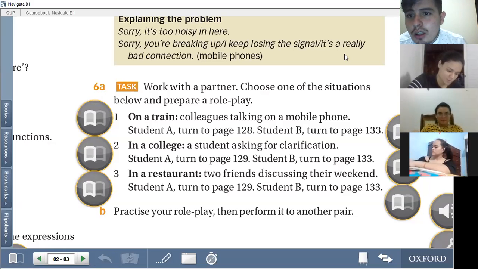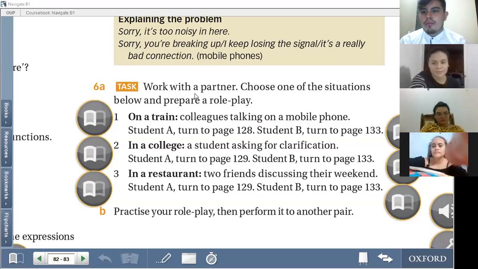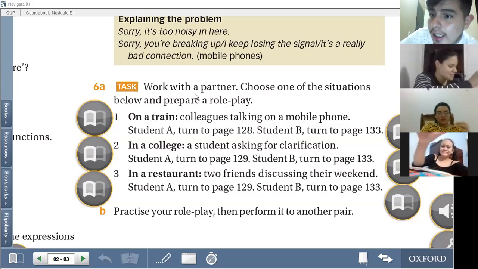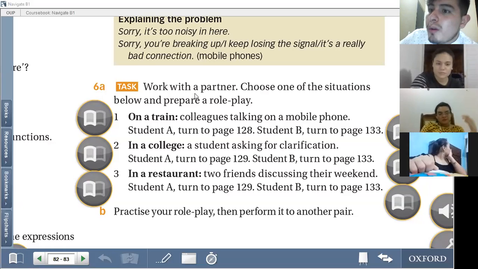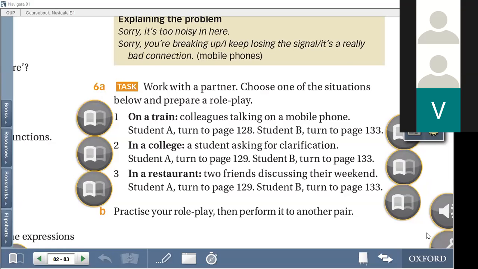Okay, good. So I'm going to start using the breakout rooms tool. Basically, you're going to be working in pairs. Okay, the thing is, you're going to be working in pairs, ladies. I need to give you 10 complete minutes to prepare the role play, okay?